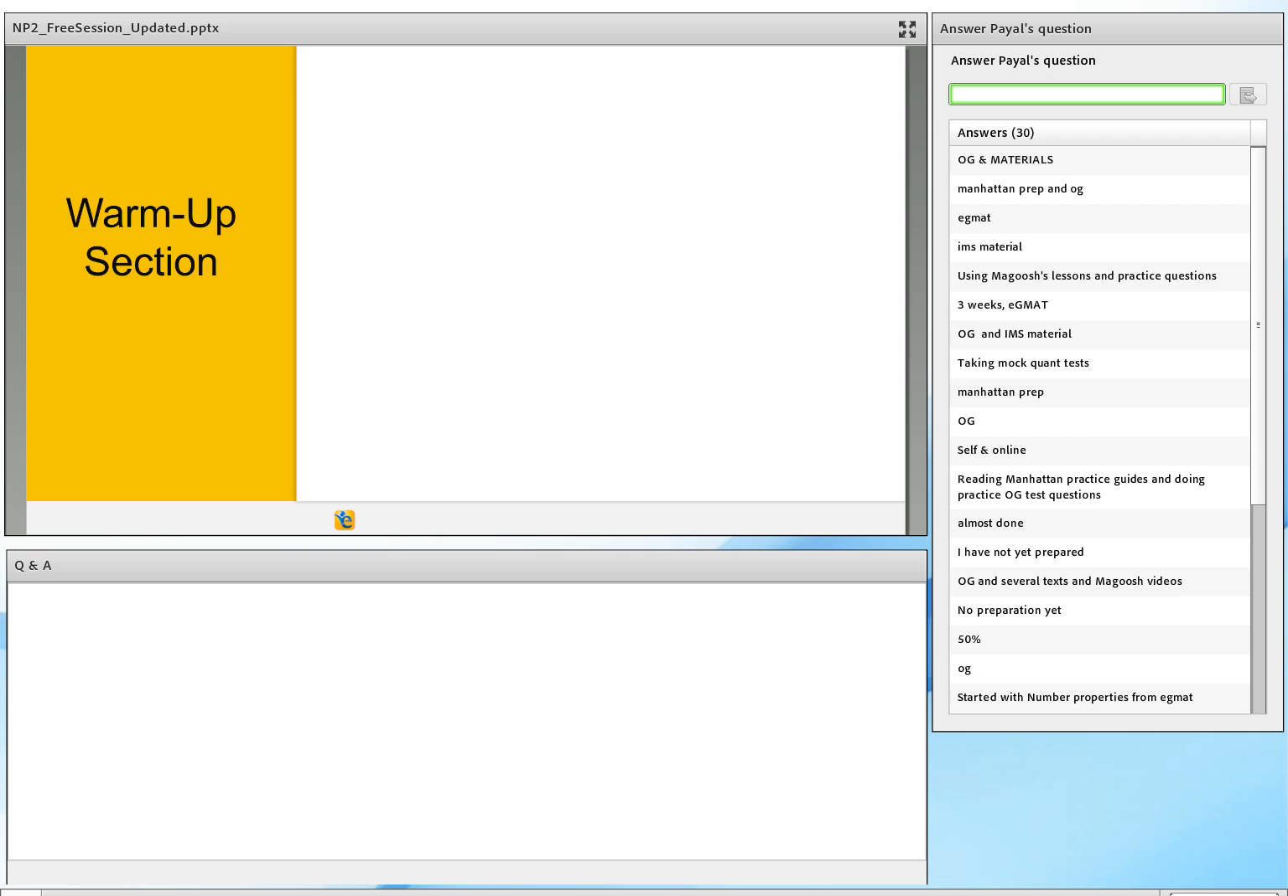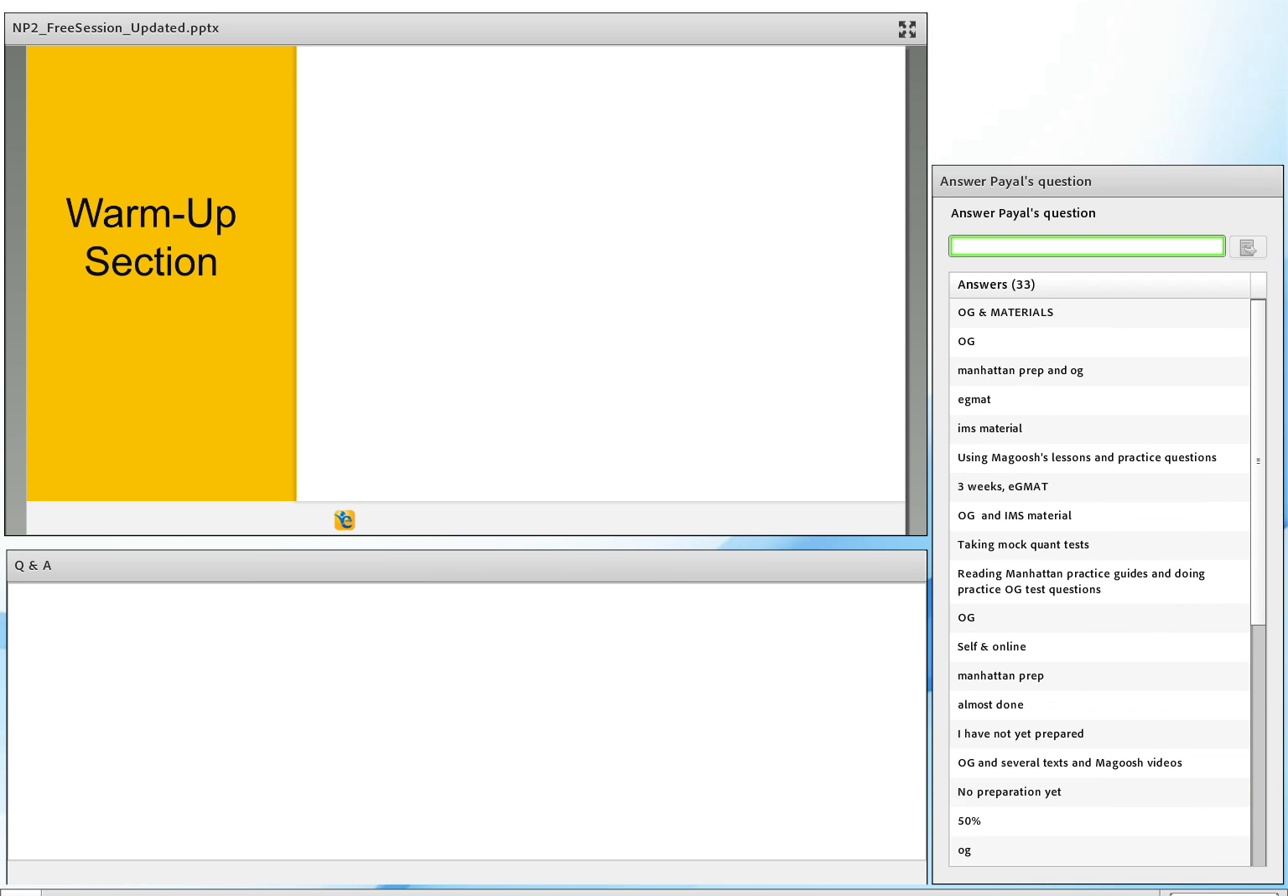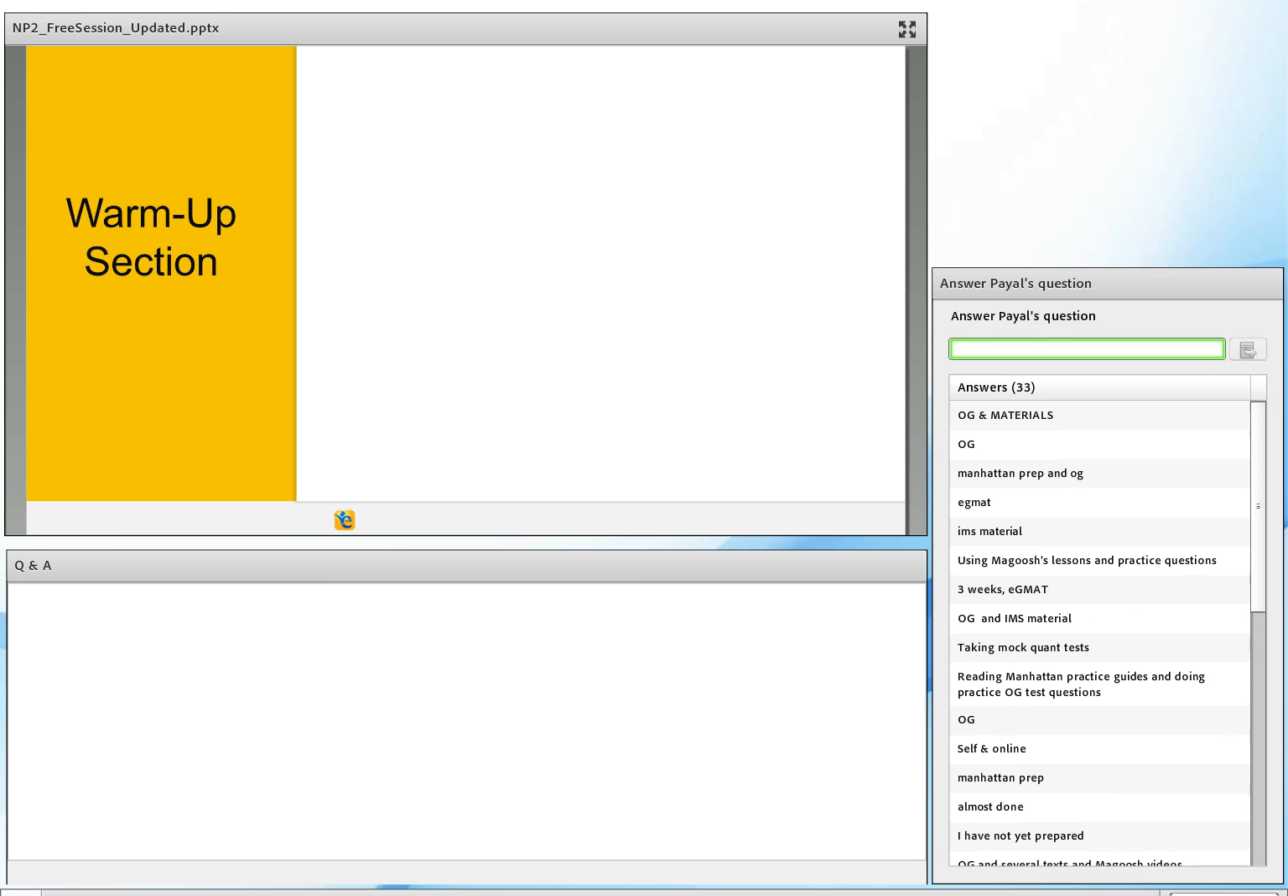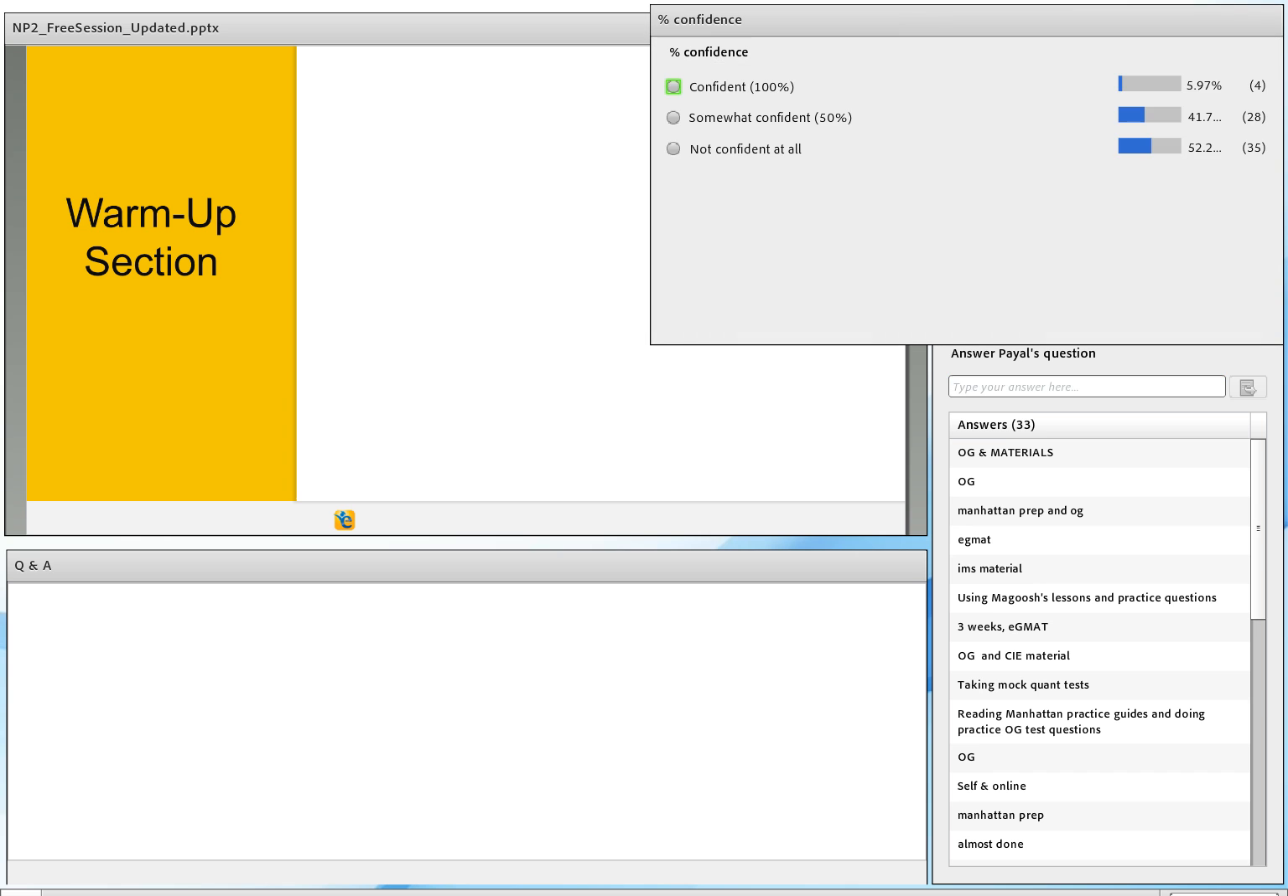Now, what we're going to do in this section is number properties, and actually let me ask you one more question here. What's your level of confidence in divisibility and remainders as a topic? Level of confidence in divisibility and remainders as a concept.